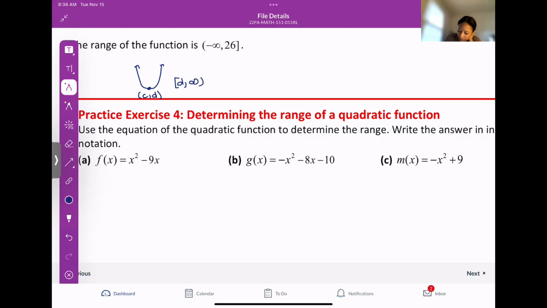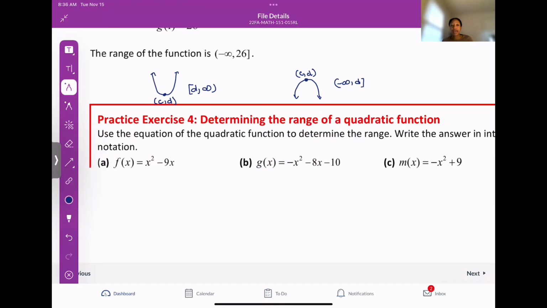If we had a downward opening parabola, and our vertex is up here at the point C comma D again, in this case, D is the highest point. It's the largest value that the outputs can be. All of the other y values would be less than D, and then your range would be negative infinity up to D, and the D is included.